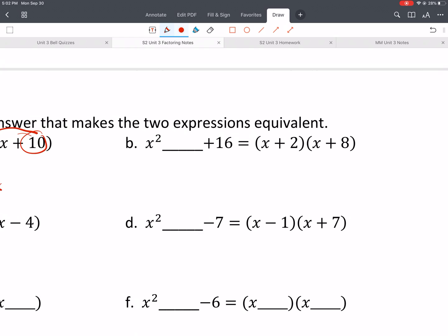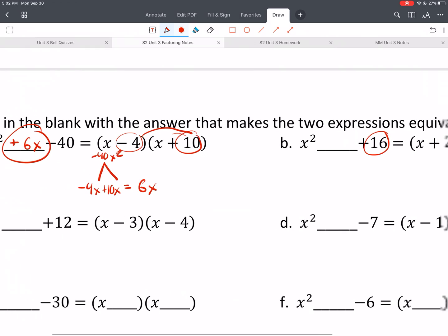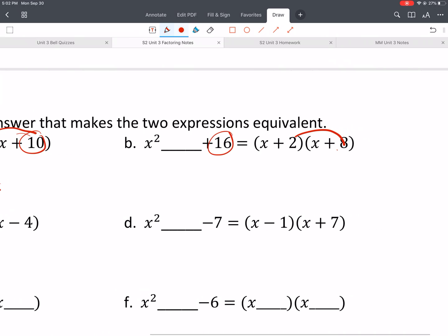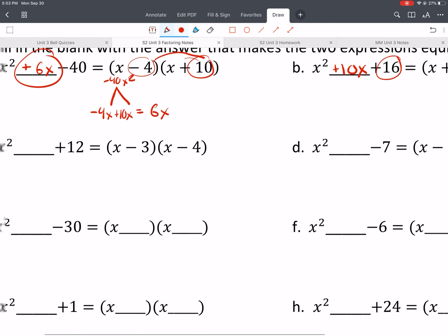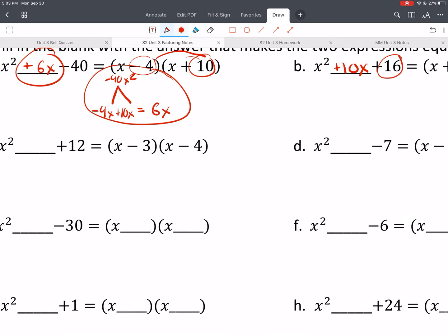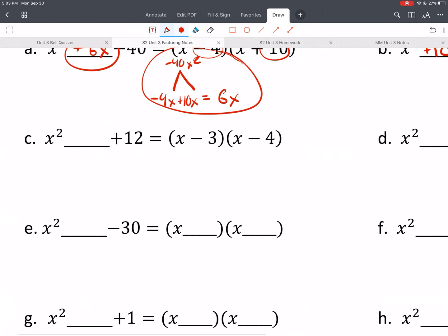Okay, B, same sort of thing. If we multiply those together, that gives us our 16. If we add them together, that gives us our middle term. Okay, the thing is that you probably would maybe make the mistake of saying, well, this would just be plus 10. Okay, don't forget there should be an x there. And it kind of helps when you write this thing out. So if you do that, you'll be just great.